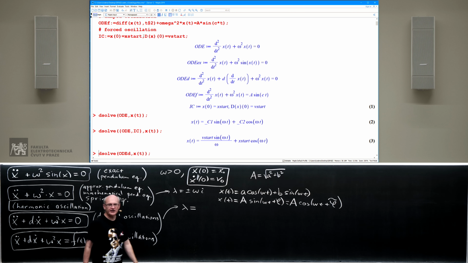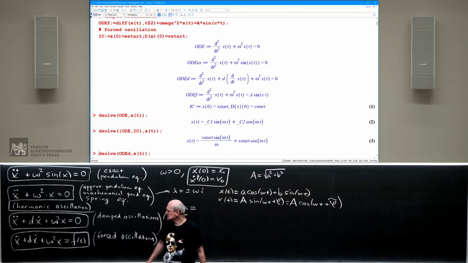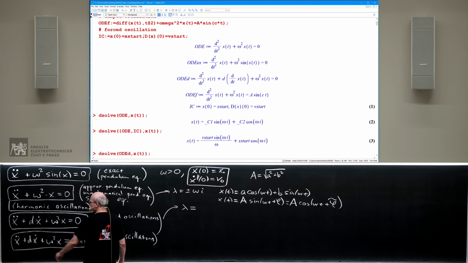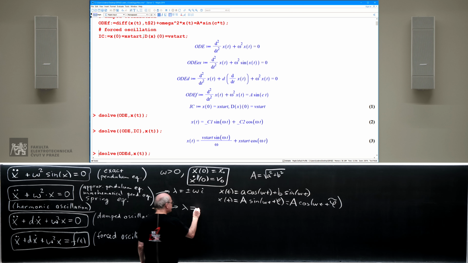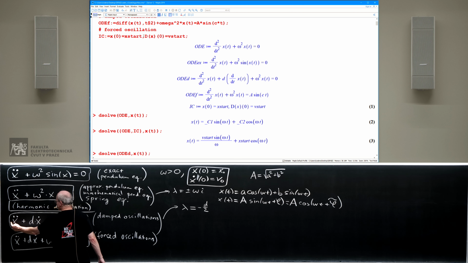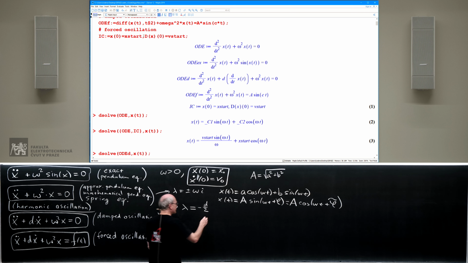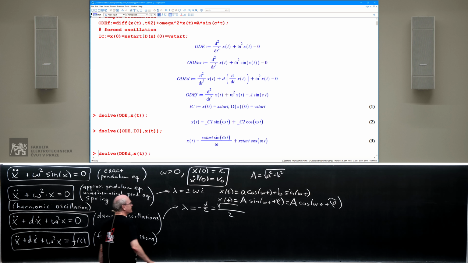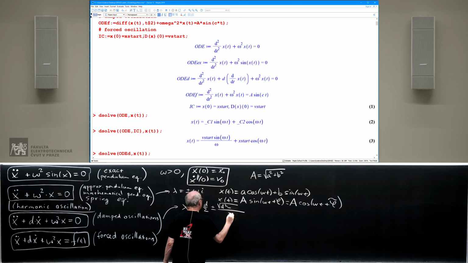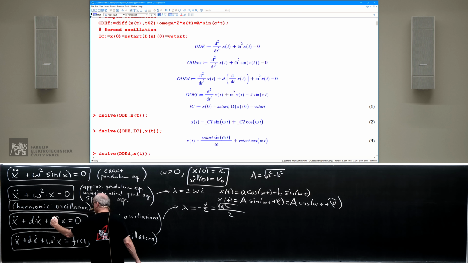Lambda. How much is lambda? Well, we know the score. We have to rewrite this as a second-degree polynomial and find the roots. So we just imagine that there is lambda squared here, nothing here, and we find the roots. So we have to use minus d over 2, using the fact that the coefficient here is just 1. And then there is plus minus. We again divide by 2, square root of d squared minus 4 omega squared.